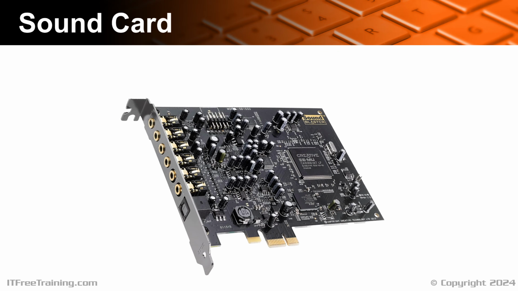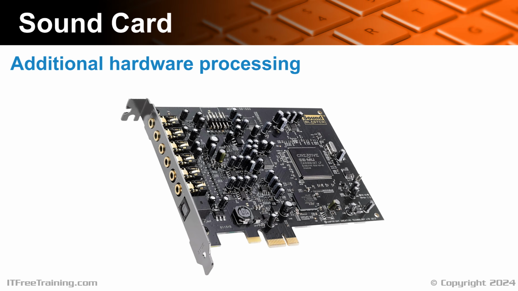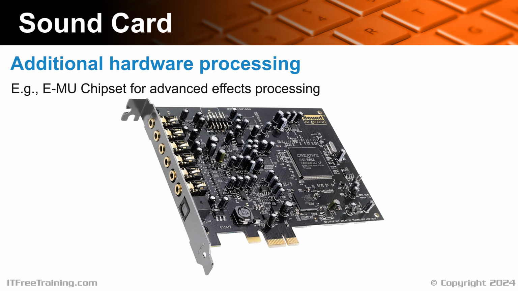Historically speaking, sound cards added additional hardware processing. In this example, the sound card has an additional chip which provides additional effects processing. Having additional hardware on the sound card takes load off the CPU. In the old days, this was important because CPUs were not very fast. However, it is not a concern with modern CPUs because they are much faster.